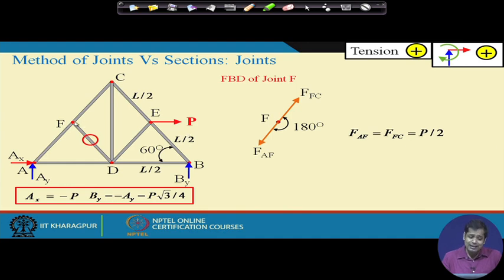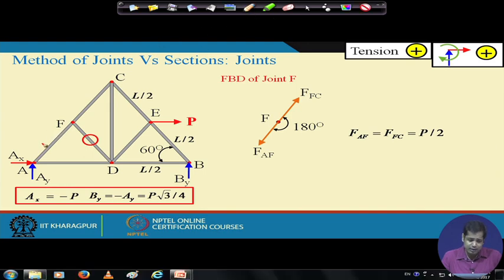Now in such a situation, as we have just started learning the method of sections and method of joints, I'm writing all these free body diagrams explicitly, for all the joints. But when you actually solve a problem, by inspection you can see that the member force in this member, and the force in this member, will be the same.